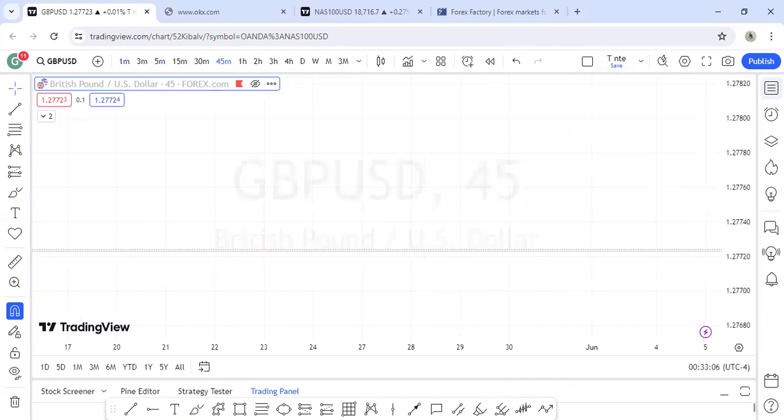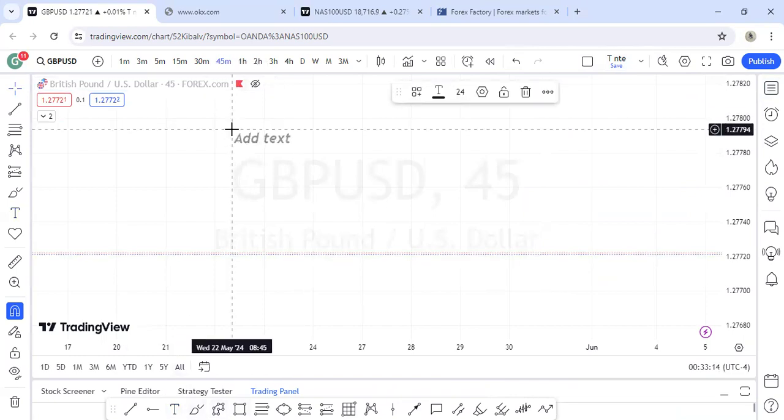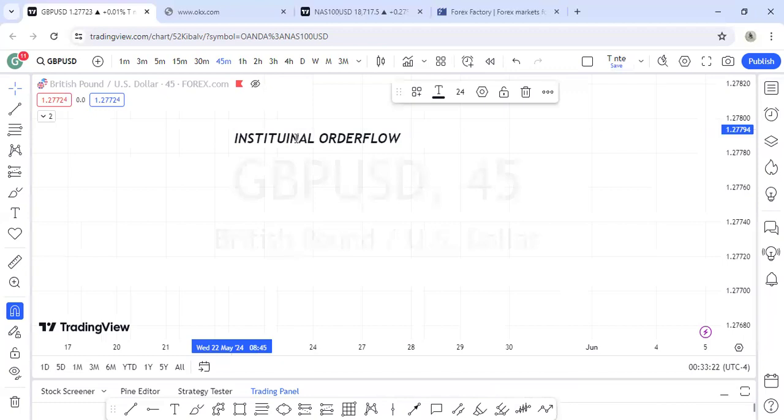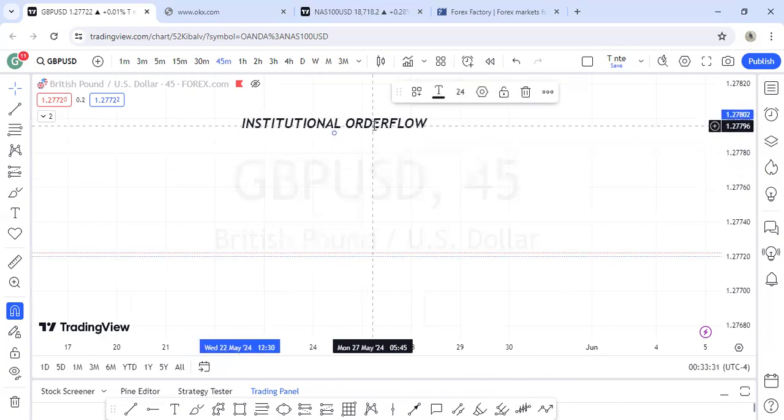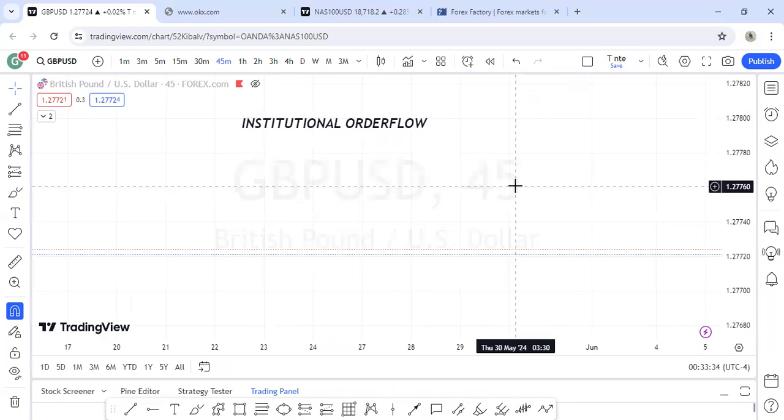So now we're going back to the technical analysis, and today we are going to understand institutional order flow. When we are talking about institutional order flow, we are looking at the direction of the market. This is actually one of the easiest topics when it comes to technical analysis. Very simple and straight to the point.